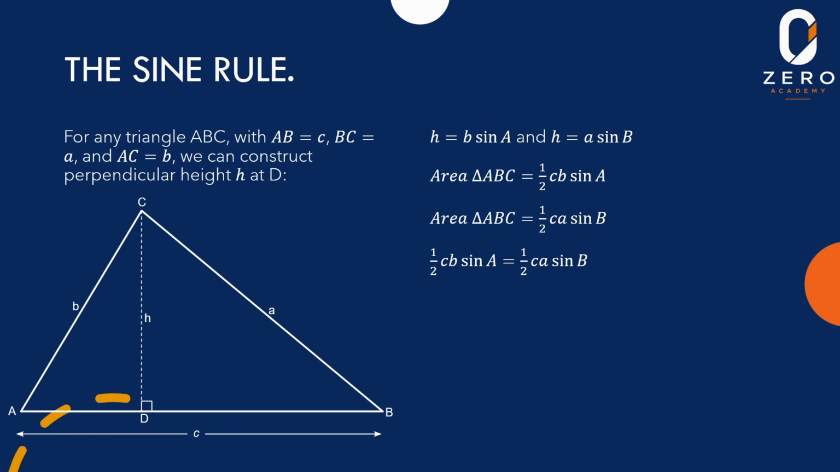The C and the C will cancel out, and that's going to leave me with B sine of A is equal to A sine of B. And again, dividing both sides by AB, I will eventually have sine A over A is equal to sine B over B, or A over sine A is equal to B over sine B.